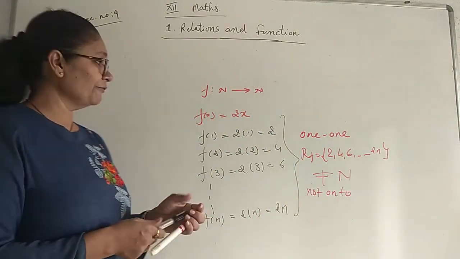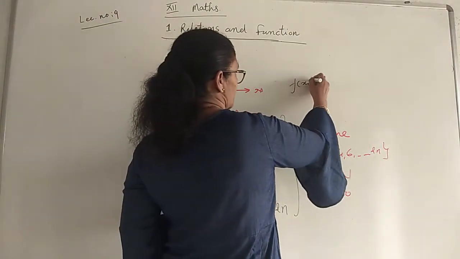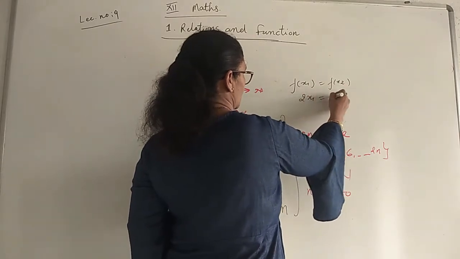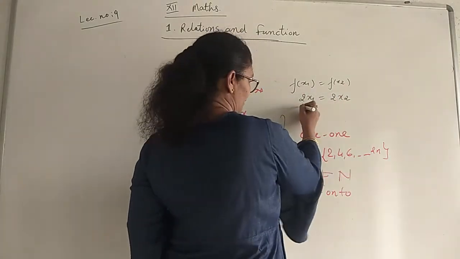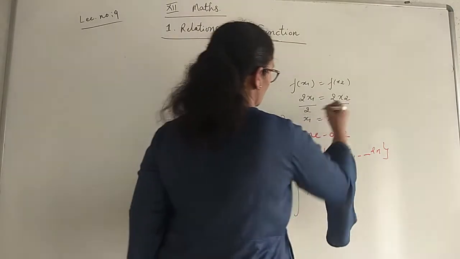Clear? Okay, now if you want to write for one-one with the definition, how can you write? f(x1) equal to f(x2). That means 2x1 equal to 2x2. Divide both sides by 2. So you get x1 equal to x2.